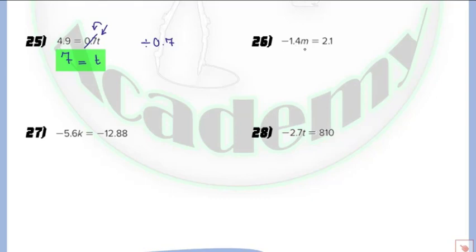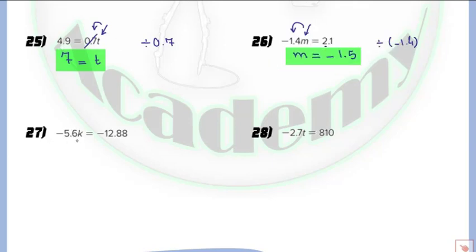Negative 1.4 m equals 2.1. M is a variable, and the negative 1.4 is multiplied by m. So just to divide all of the equation by negative 1.4. So by dividing by negative 1.4, the answer will be equals m. 2.1 divided by negative 1.4, you'll find that the answer will be equals negative 1.5. And that will be the solution.